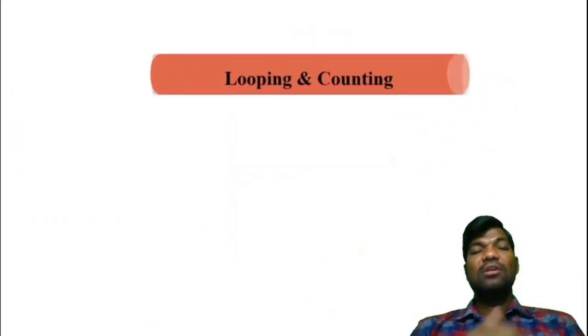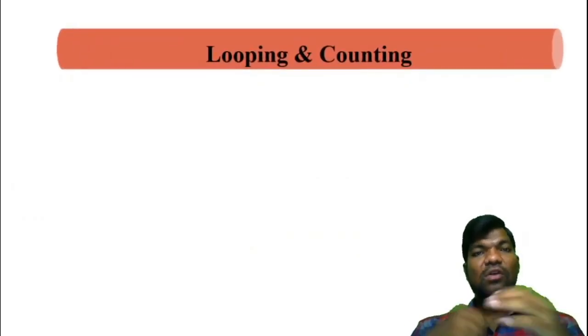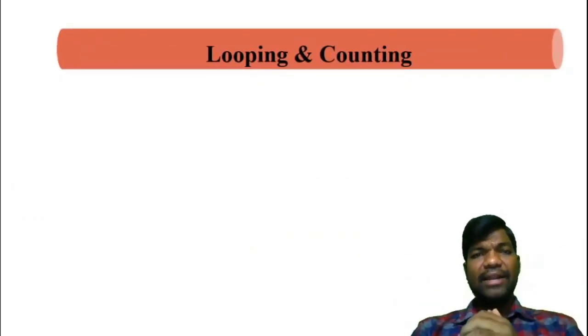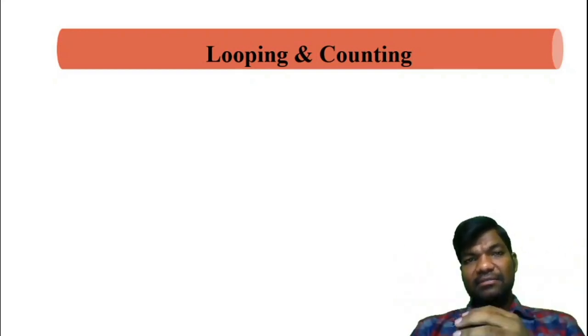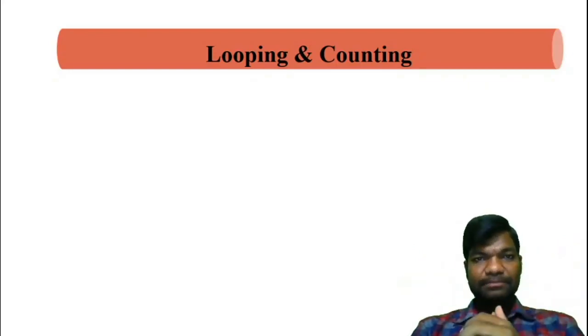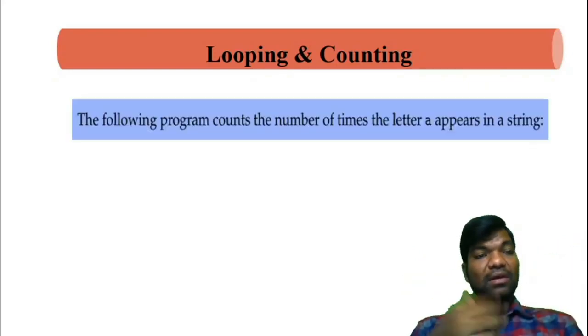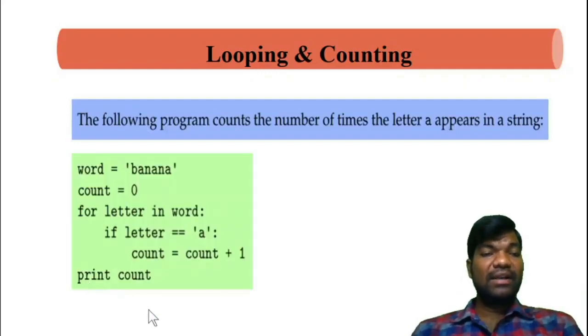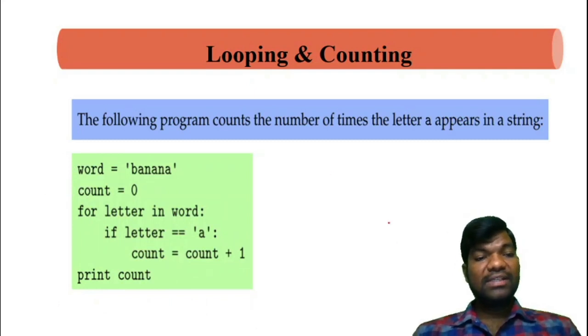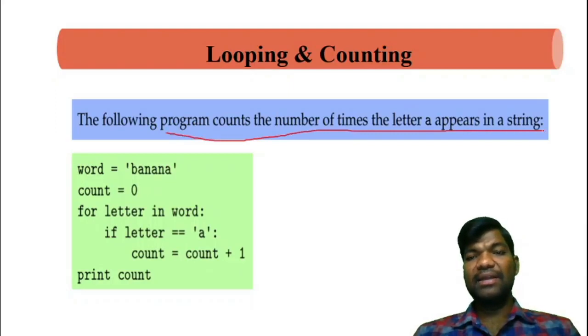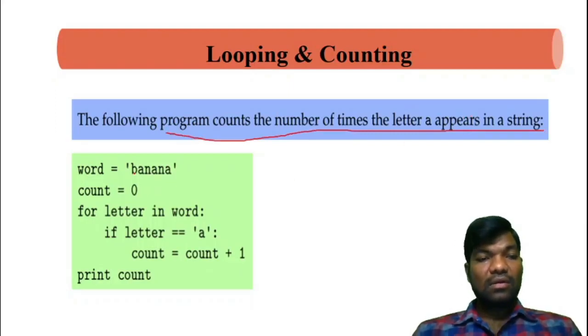Coming to the first one, looping and counting. Looping and counting both are related. You are counting the number of characters with the help of loops, right? Let's check one example here. So here I am giving one program. What is this program? The program counts the number of times a letter appears in the string. So if you give A, how many times it appears will be displayed, right?